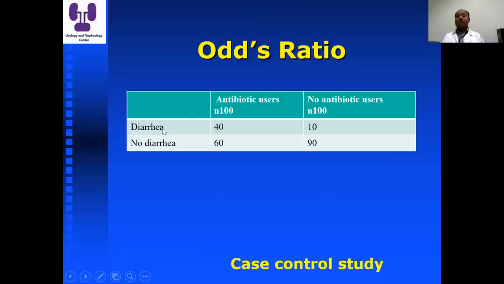And here 40 patients have diarrhea, and here 10 patients have diarrhea. If this is a case control study, and I would like to assess odds ratio, I should first assess odds for the antibiotic users divided by odds of no antibiotic users. How to calculate odds for antibiotic users is to divide the number of patients who have diarrhea by those who have no diarrhea. And for this, the same: the number of patients who have diarrhea divided by those who have no diarrhea. And at the end, I divide this odds by that to calculate odds ratio.